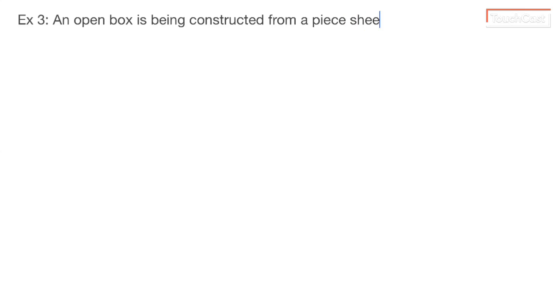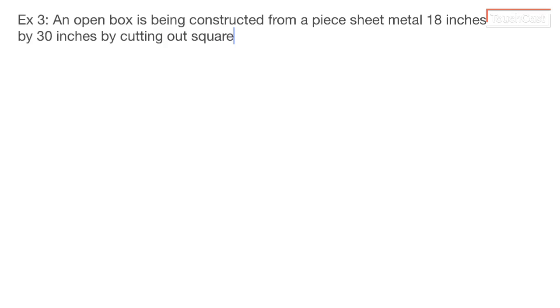All right, continuing on in our discussion on optimization, we're going to look at example 3, where we have an open box being constructed from a piece of sheet metal 18 inches by 30 inches by cutting out squares of equal size from the corners and bending up the sides.